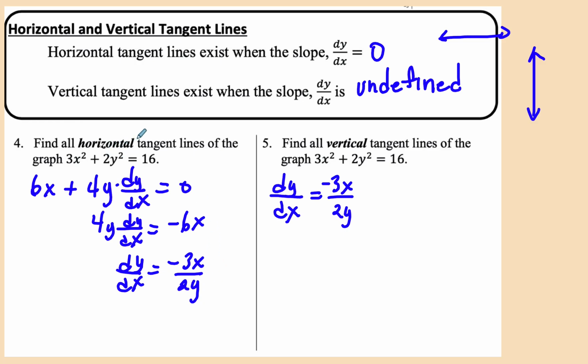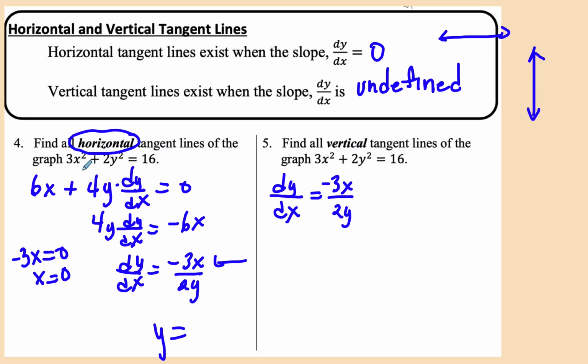So how is this going to help me find a horizontal tangent? Horizontal tangent is when the derivative is 0. The only time the derivative will be 0 is if the numerator is 0. So I'm going to set negative 3x equal to 0, and therefore x is equal to 0. I know that at that point, x equal to 0, I'm going to have a horizontal line. But horizontal lines look like this, y equals. So I need to know what the y is at that point.